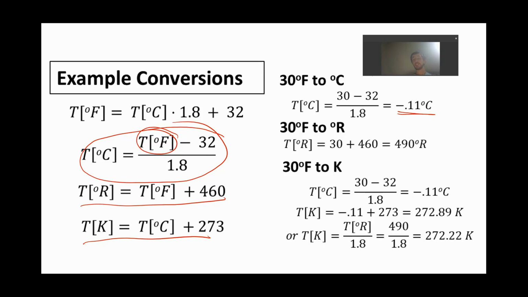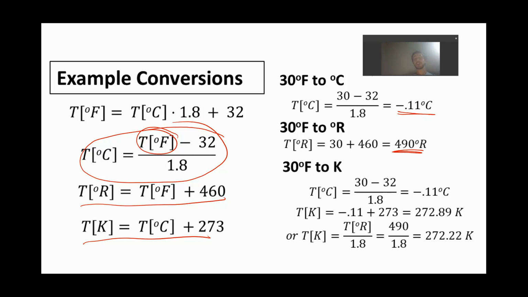Okay, 30 degrees Fahrenheit to Rankine, it's really simple. We just add 460 and we're done. So 30 plus 460, 490 degrees for Rankine. So you can see there's a big difference in numerical value, but the temperature is the same. It's the same temperature, just 2 different scales.